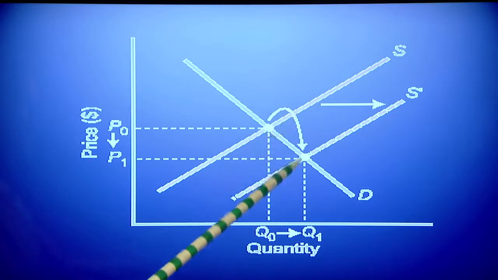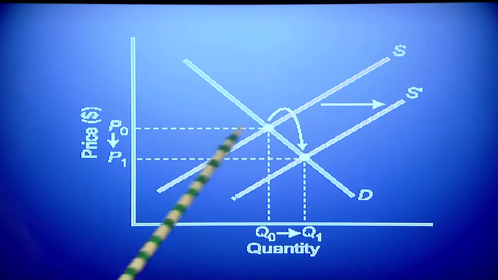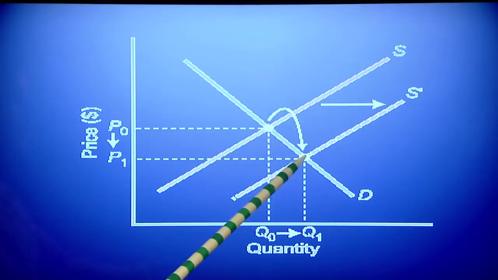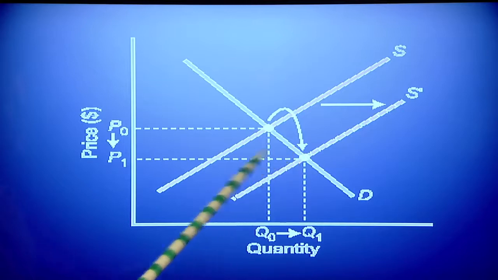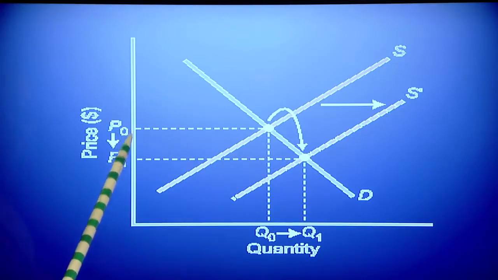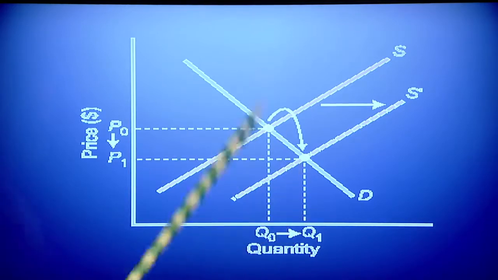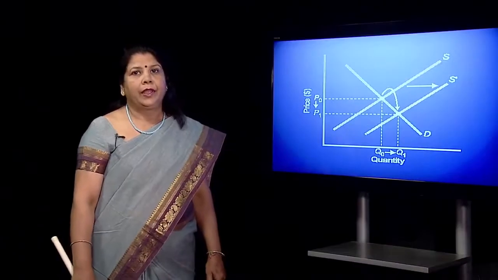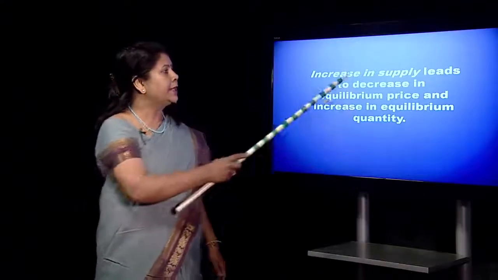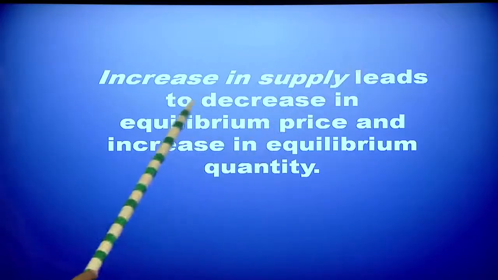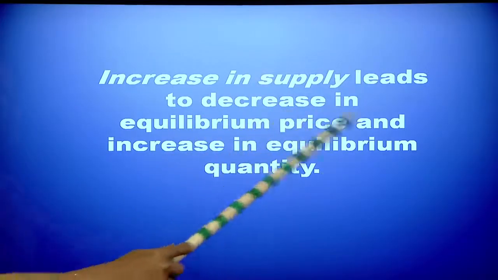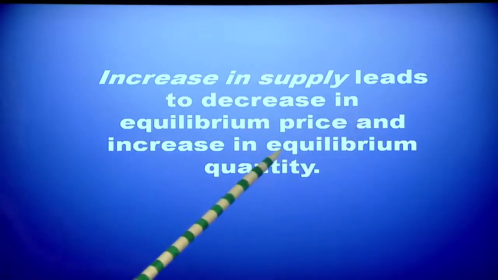Now, this increase in supply causes equilibrium also to shift. This equilibrium shows that there is a fall in price and an increase in quantity. Hence, increase in supply leads to decrease in equilibrium price and increase in equilibrium quantity.